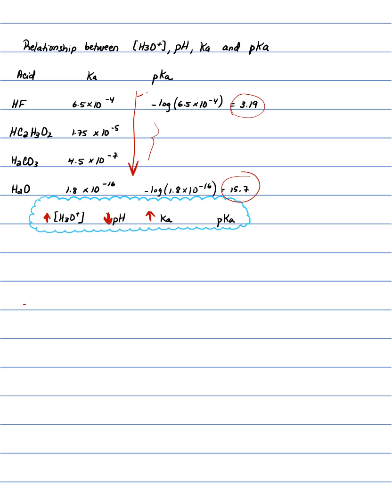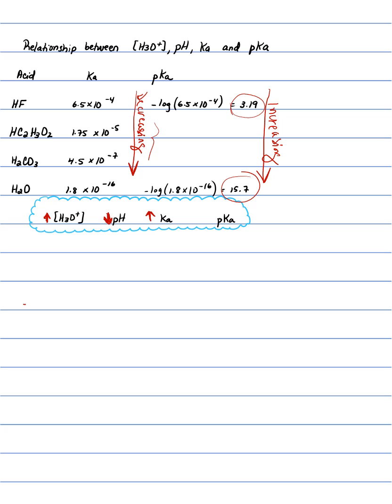Ka is decreasing, and the pKa value is increasing. So the relationship between those two is inversely proportional. The smaller the value of Ka, the larger the value of pKa. The larger the value of your pKa, the smaller the value of the Ka.